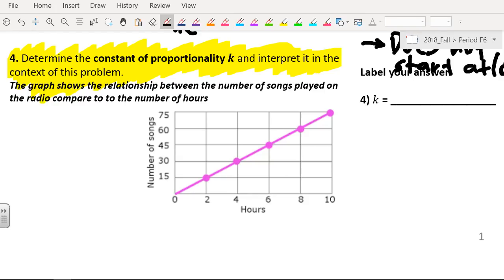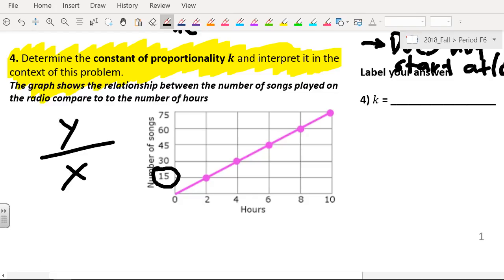The graph shows the relationship between number of songs played on the radio compared to the number of hours. Okay, how do you think we do this to find K? Since it's 2 hours, and for every 2 hours it's 15 songs, we divide 15 by 2. Excellent. Remember, it's always y divided by x. Remember, we wrote that in our book just recently.